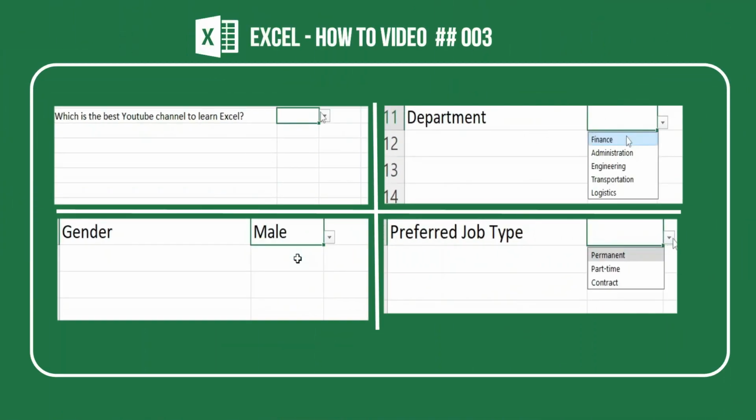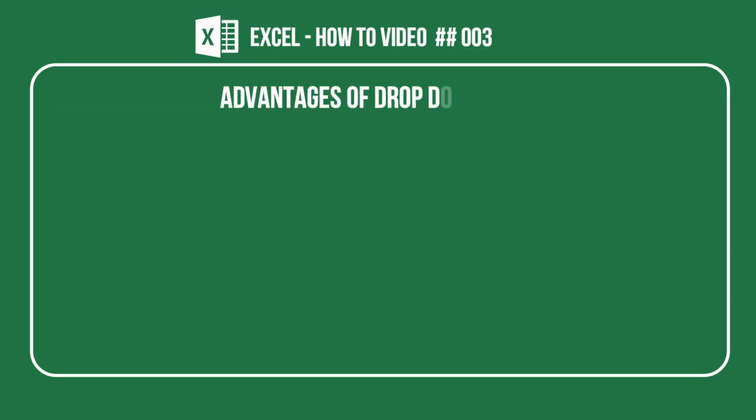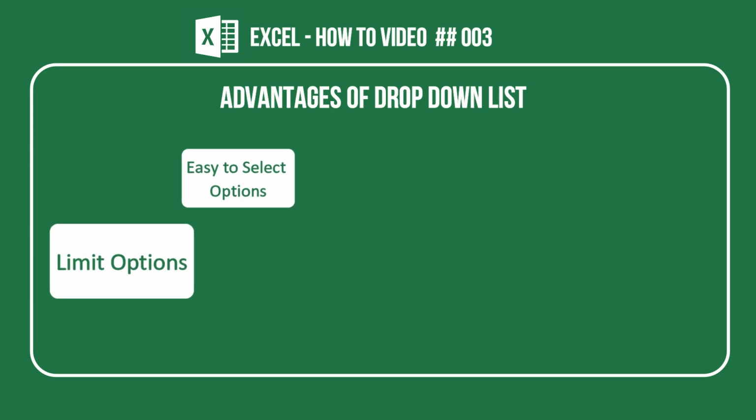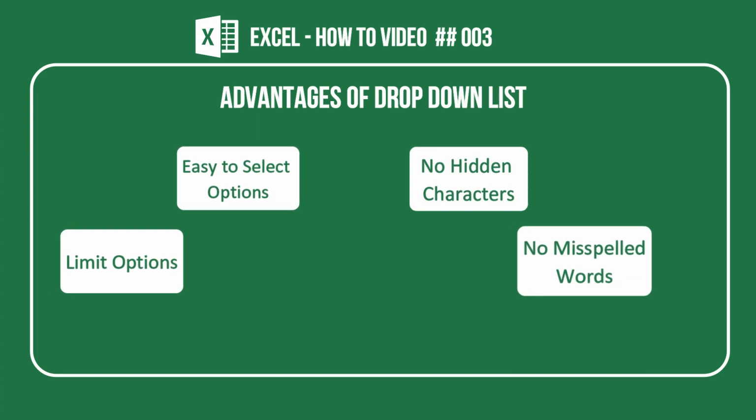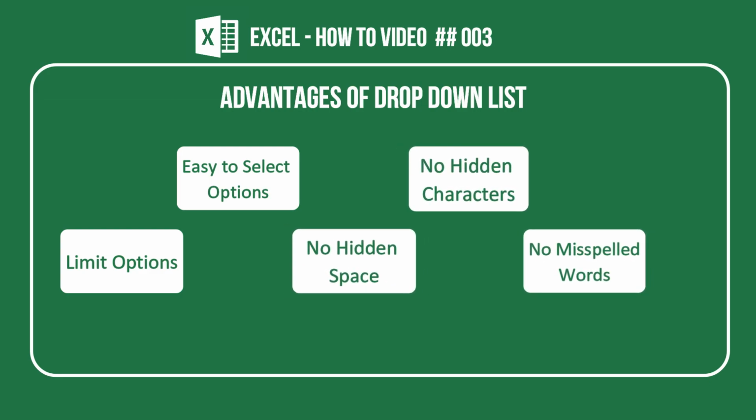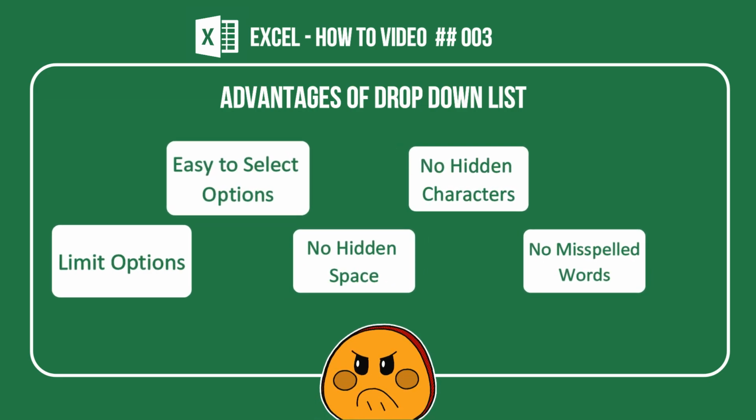Dropdown list is simple but extremely useful functionality in Excel. It provides options for the user to select from. At the same time, it limits the data to a predefined set. This helps in avoiding misspelled words, hidden characters, and that space after a word which always messes up your data.